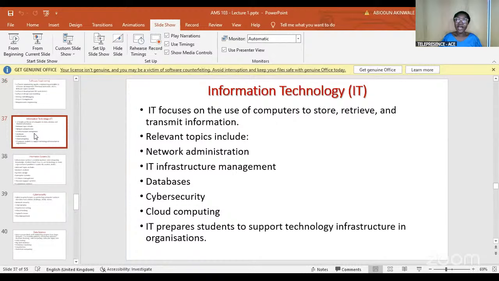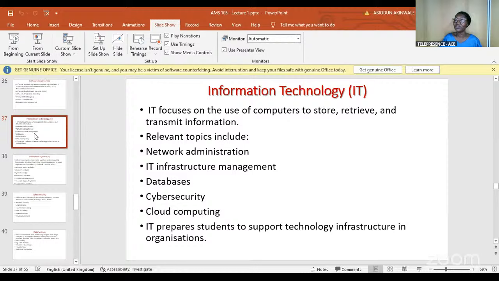So software engineers help to manage projects of diverse kinds and magnitudes, because they can help to write or design the software that will manage different projects. Okay. Information technology is another aspect.